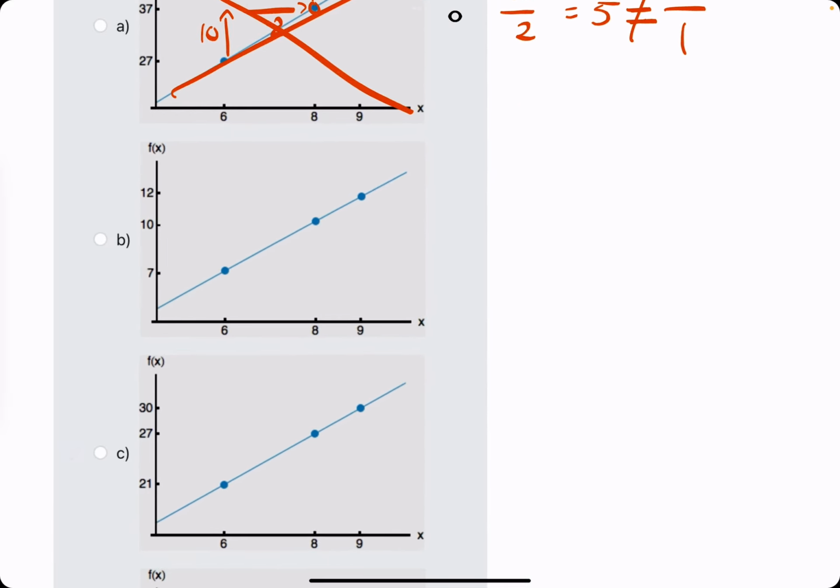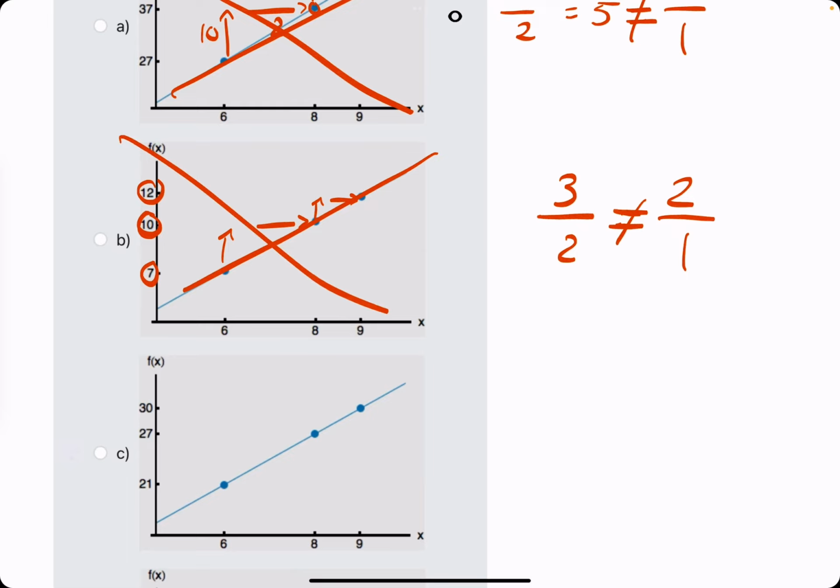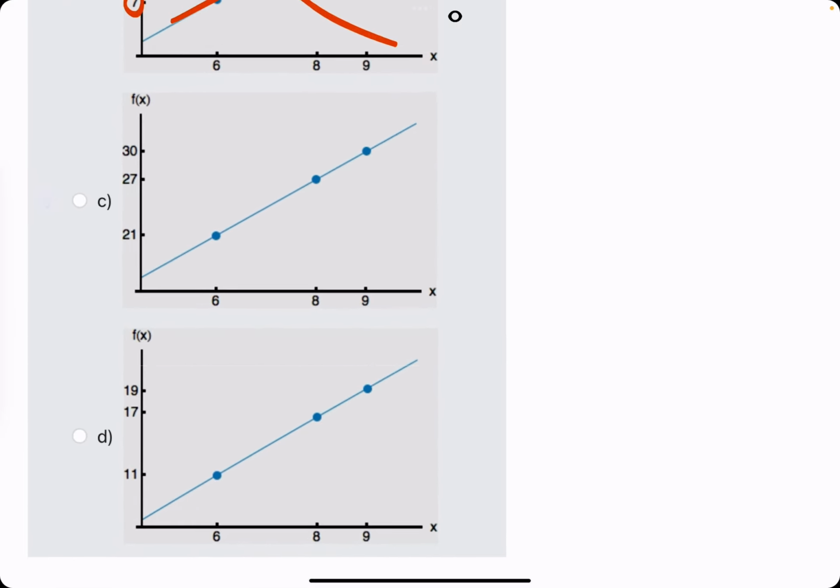Go on to B. First points to the second points. Rise of 3 from 7 to 10. So 3 over. And then it seems to always be like a run of 2 and then a run of 1 from 6 to 8 and then 8 to 9. So that's kind of a nice pattern. So 3 over 2 for the first one. And then a rise over run of 10 to 12 is 2. And then a run of 8 to 9, which is 1. So does 3/2 equal 2 over 1? It does not. So we eliminate that. That was a little rough. I'll try to redeem it here.